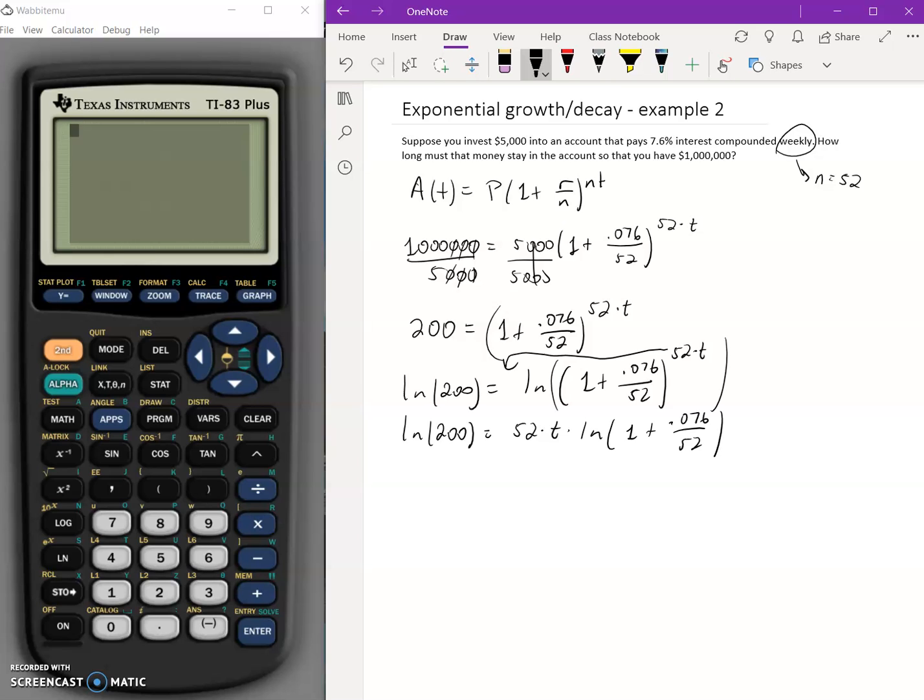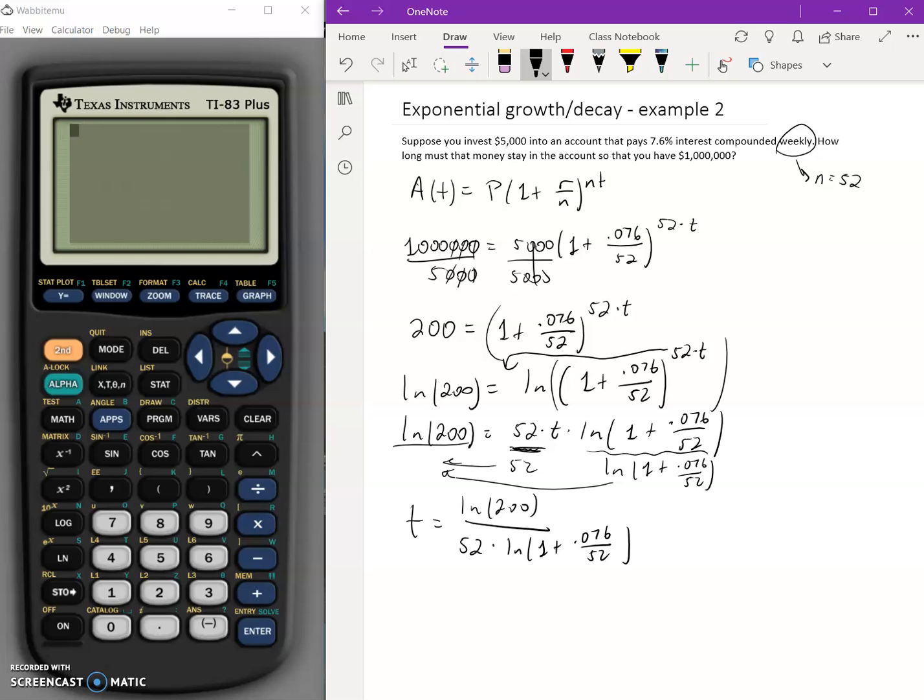Now to solve for t, t is just being multiplied by this constant and this constant. So to get t by itself, we're going to divide by 52, and I'm going to divide by natural log of 1 plus 0.076 divided by 52. So that goes on this side over here. Both of them will be in the denominator. So that means that t is going to be natural log of 200 divided by 52 times natural log of (1 plus 0.076 divided by 52).